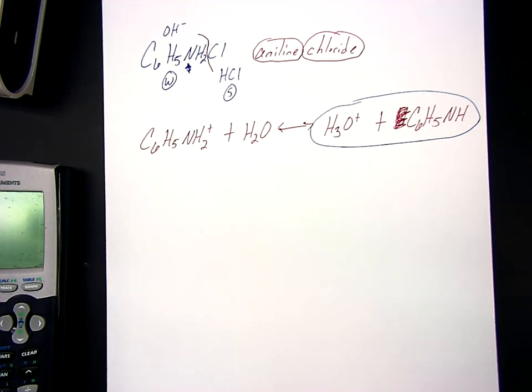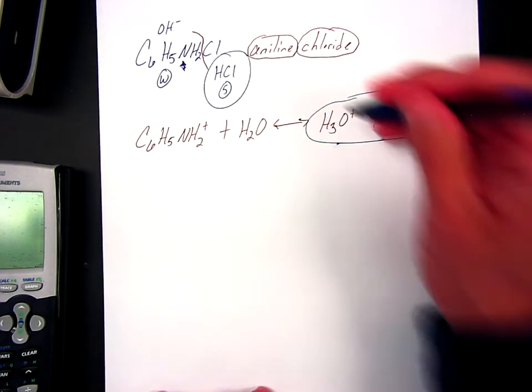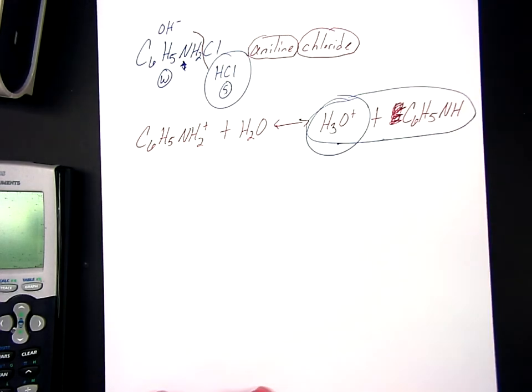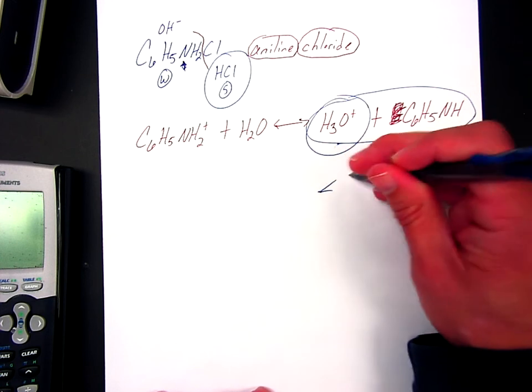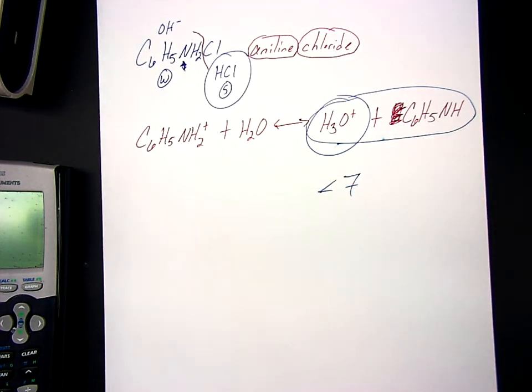And then the other thing it wants to know is what will the pH be? Okay, well, that's easy. All right, we know the acid won. We know the H3O is flourishing. Therefore, the pH must be less than 7, because a pH less than 7 supports an acidic environment.